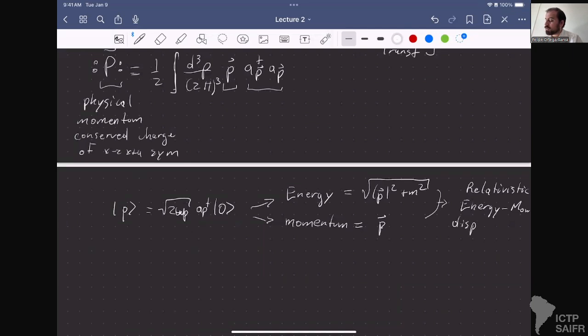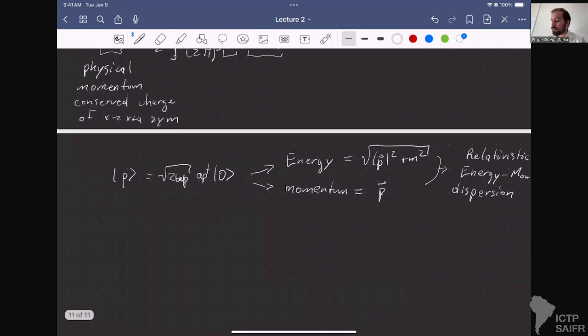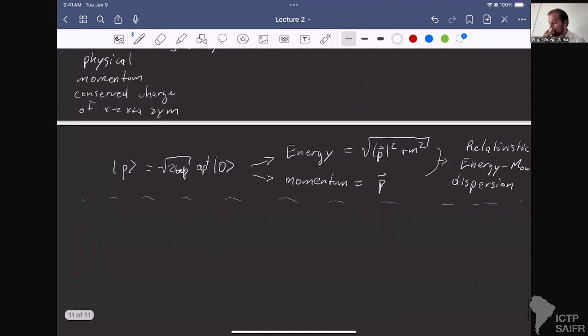So this gives us peace in the sense that we were expecting a theory that was relativistic, even though we had these equal time commutation relations. And indeed, the states in our theory satisfy relativistic energy momentum dispersion relations. So that's great. So that was the quick mention of the momentum operator.